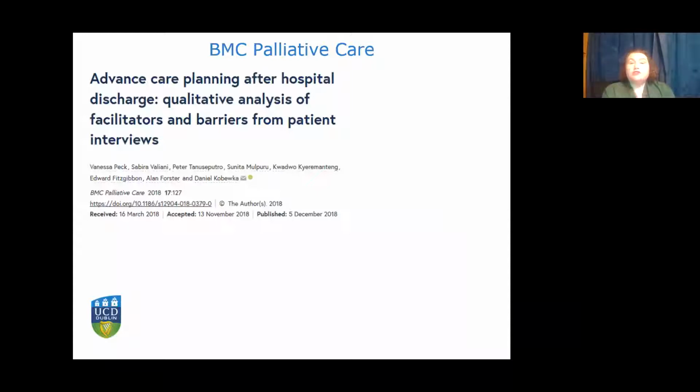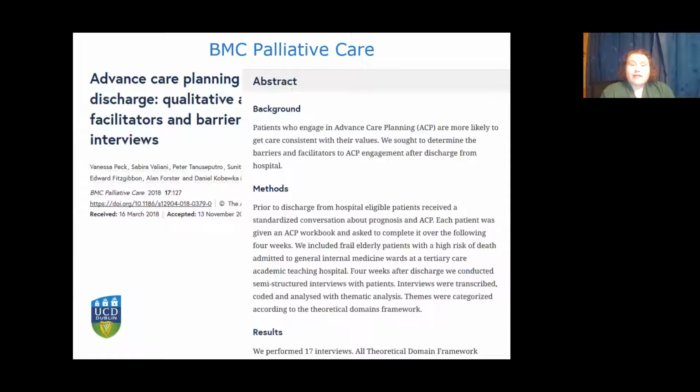So remember, some of these journals didn't indicate qualitative papers. This is, again, from 2018, and it's an analysis of facilitators and barriers to advance care planning after discharge based on patient interviews. And in the abstract, we can see that, under the methods, we're told that interviews were conducted. Again, that methodology isn't named. We're told that the interviews were transcribed and analysed with thematic analysis. And as you can see just at the bottom of the slide, there were 17 interviews in total. So 17 interviews with frail elderly patients.